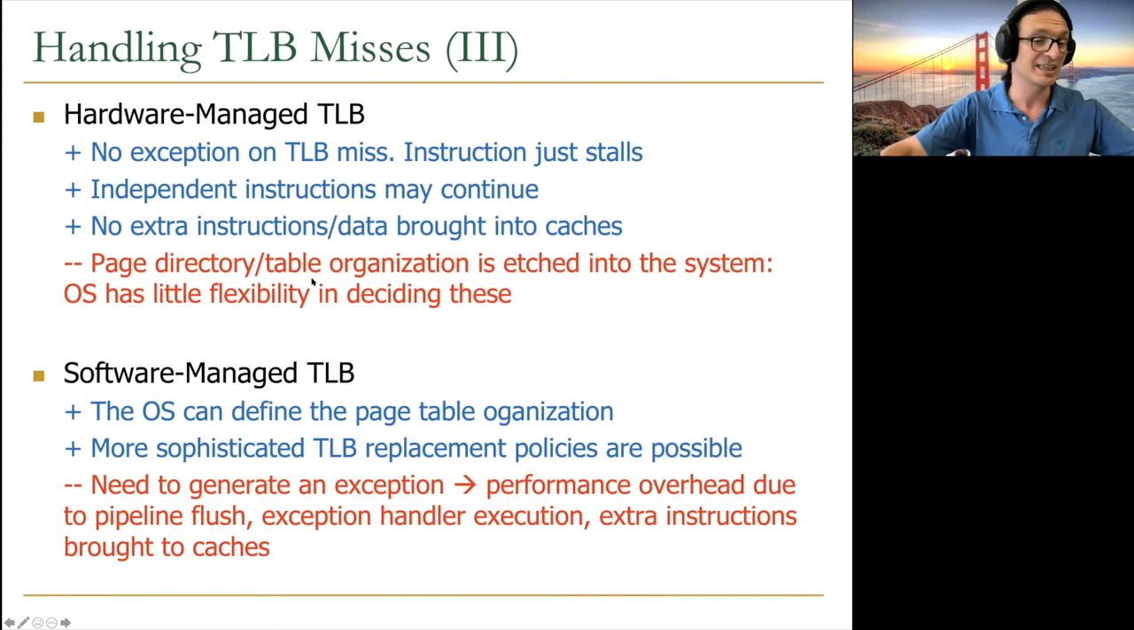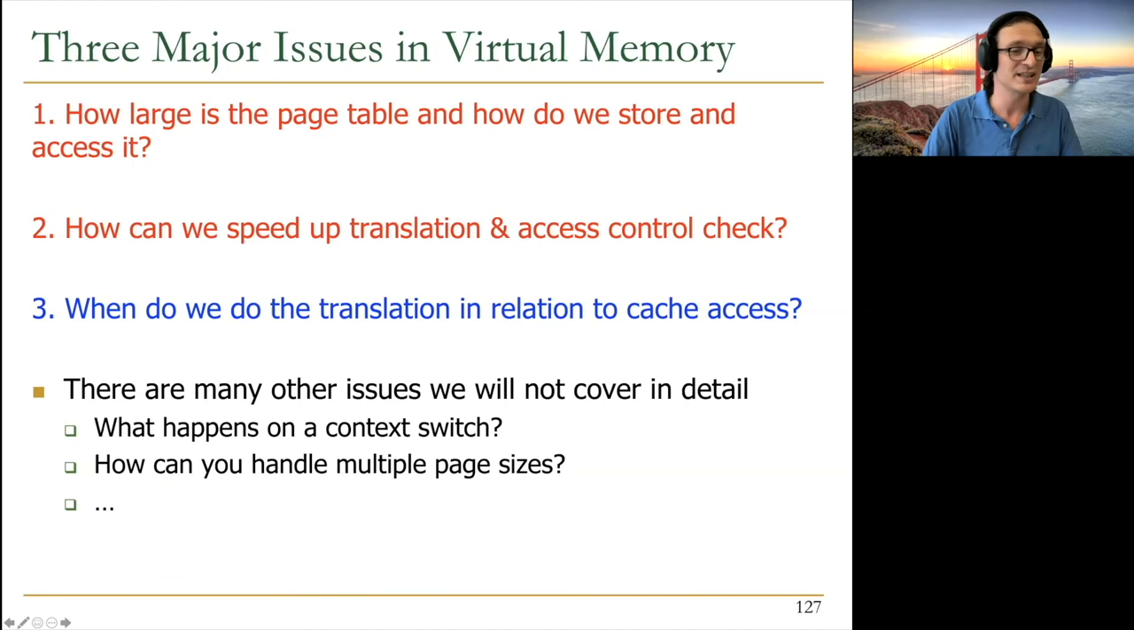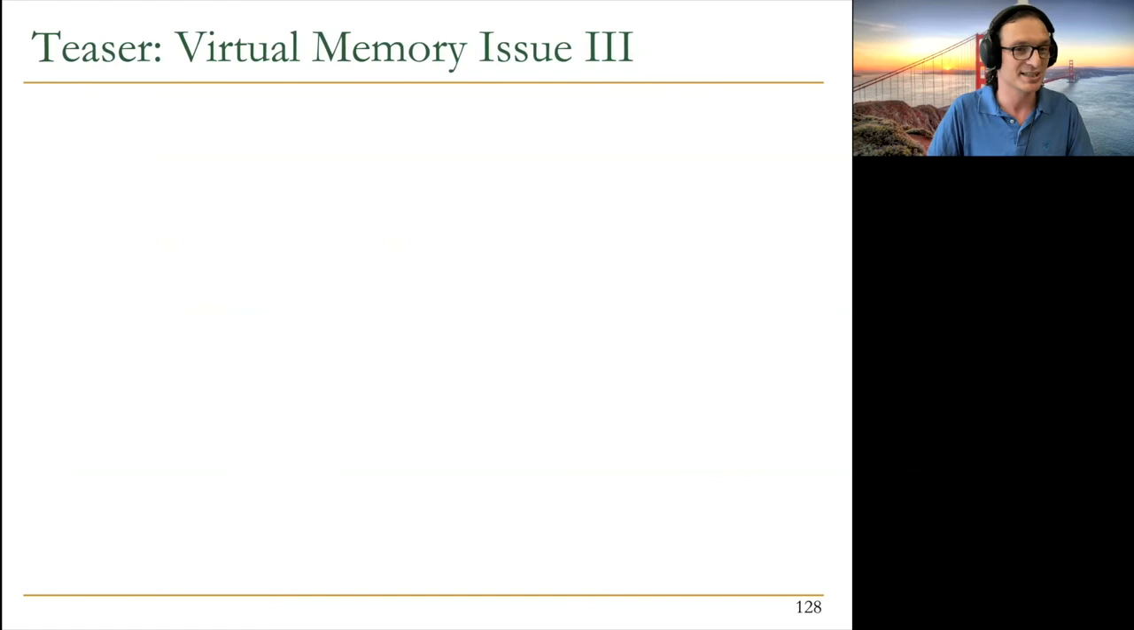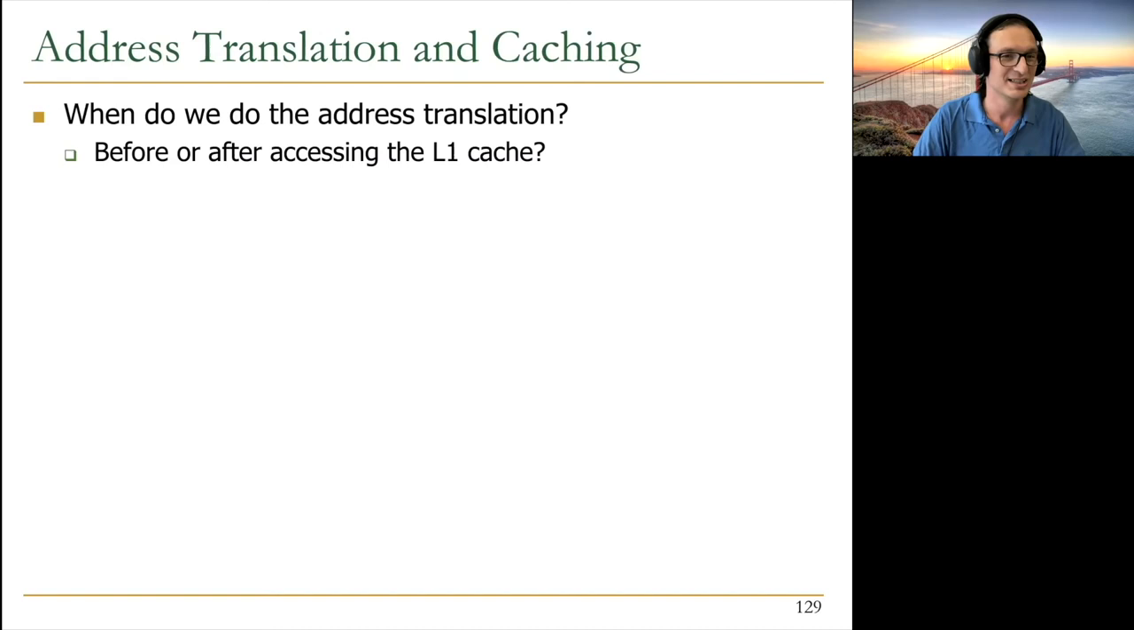Okay. The final issue that I'm going to briefly touch on is when we do the address translation in relation to cache access. This becomes important, especially from the perspective of the L1 cache. Because if you need to do the translation to access the cache, now translation is on the critical path of cache access. So this is a teaser. When do we do the address translation? Do you do it before or after accessing the L1 cache? In other words, is the cache virtually addressed or physically addressed?